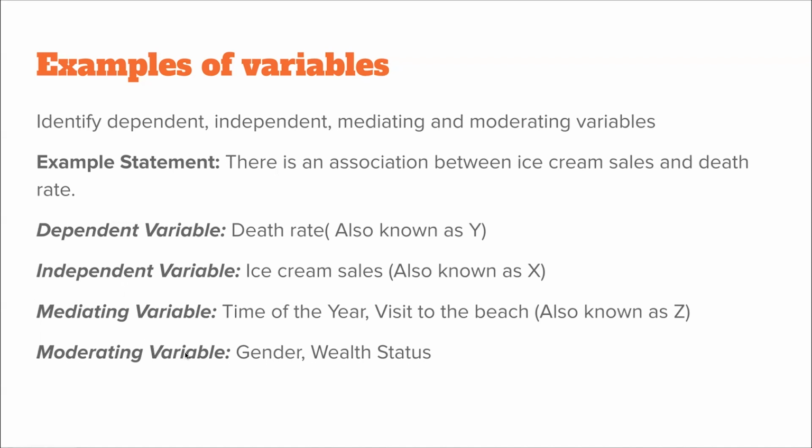However, the moderating variable is different. It means this relationship is different by gender or by wealth status. Meaning that the people more likely to die during the summer, or because of ice cream sales, are probably more males, because they engage in more risky behavior, or based on wealth status, because people who are rich could go to the beach to have fun. So those are the ways you speak about things.